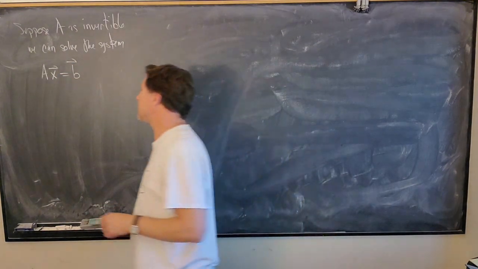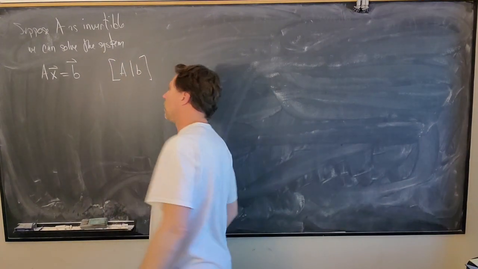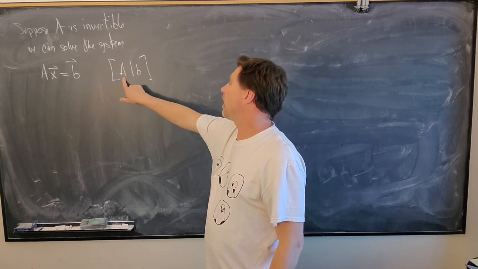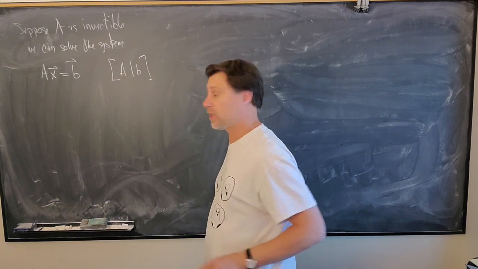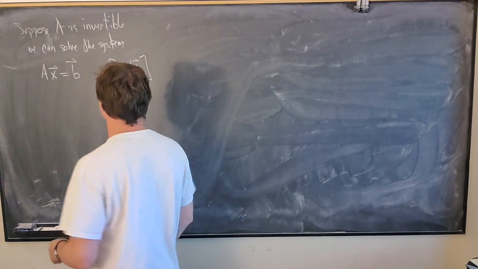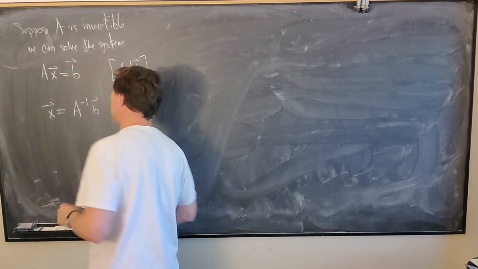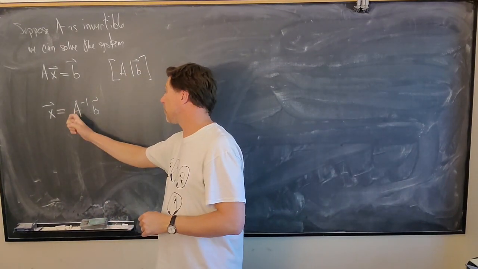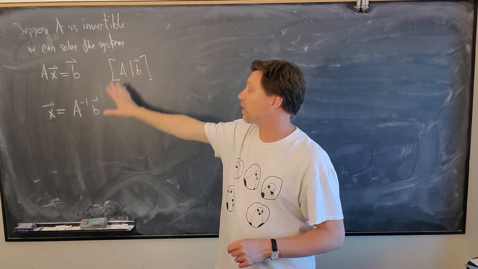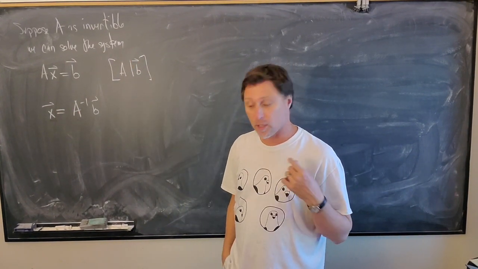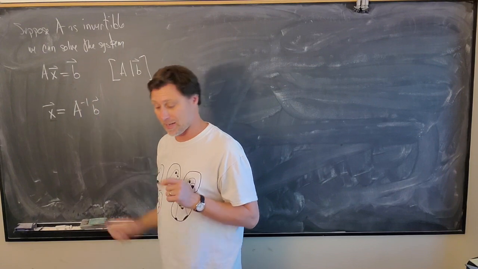What we could do is set up an augmented matrix like this, do row operations, get this in reduced row echelon form, and then we'll be looking at the unique solution. So there's one way to do it. Another way is to say X equals A inverse B. So if you want, you can compute the inverse matrix and multiply A inverse times B. The unique solution X is equal to A inverse times B. So at this point we have two different ways. We're about to learn one more way to compute the solution to the system AX equals B in the case that A is invertible.